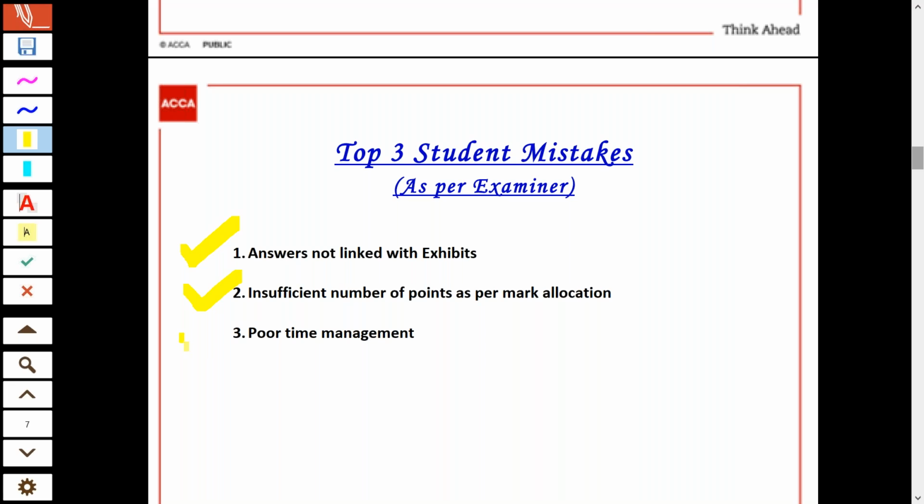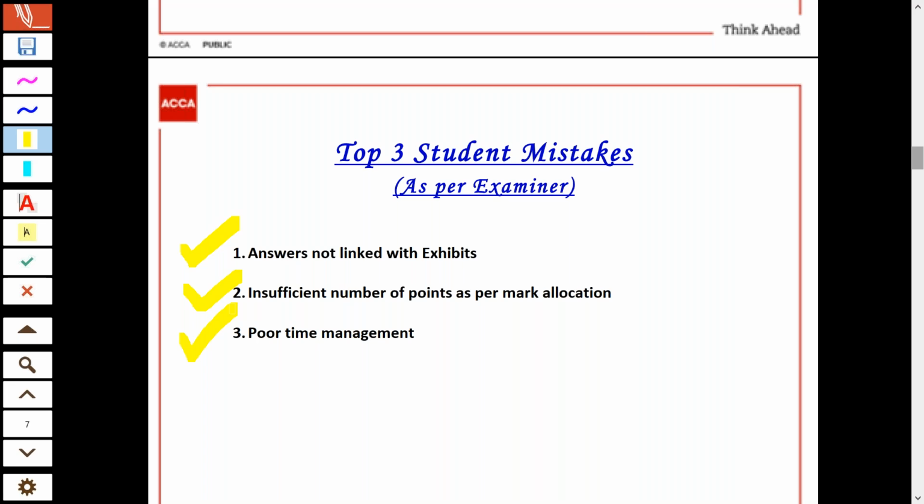And the third issue is poor time management, in which he always mentions that either the students are not able to complete the paper, or the quality of the last couple of answers is so bad that it shows students are just trying to wrap up the last couple of questions due to lack of time. So these are the 3 top reasons why students are not able to pass SBL.